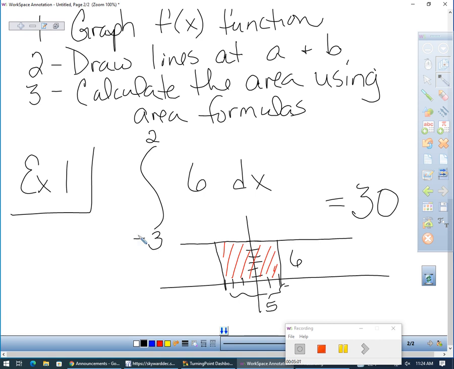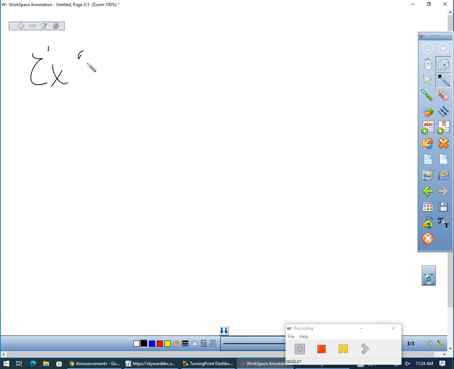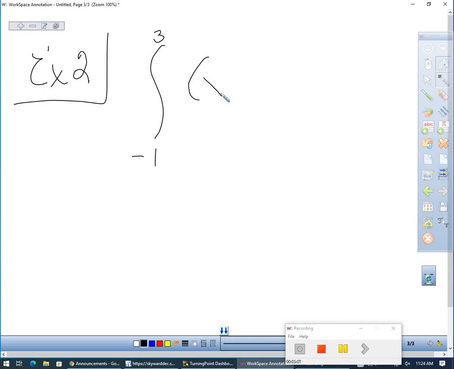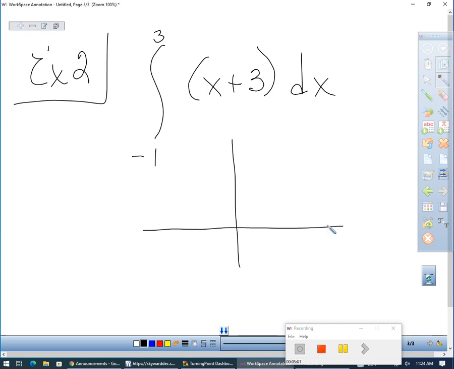All right, let's try this one. Example number 2. We're going to do the integral from -1 to 3 of x plus 3 dx. All right, so I'm going to graph this. How do you graph x plus 3? Up 3. Okay, up 3. And then my slope is up 1 and over 1, right? All right, so technically this is my graph.